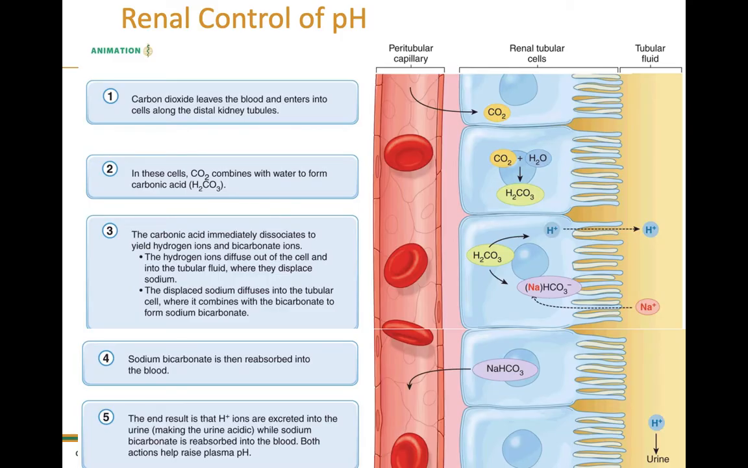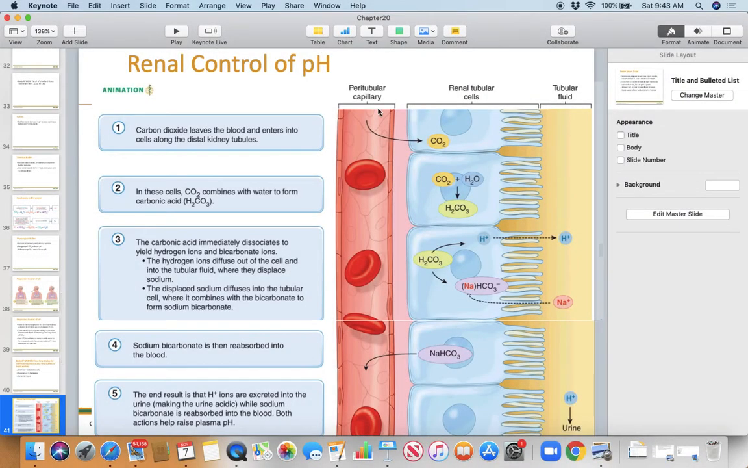So next, let's look at how the kidneys get rid of hydrogen ions. First, carbon dioxide leaves the blood and enters into cells along the distal kidney tubules. So that's what's happening right here, carbon dioxide entering the kidney tubules. In these cells, carbon dioxide combines with water to form carbonic acid.